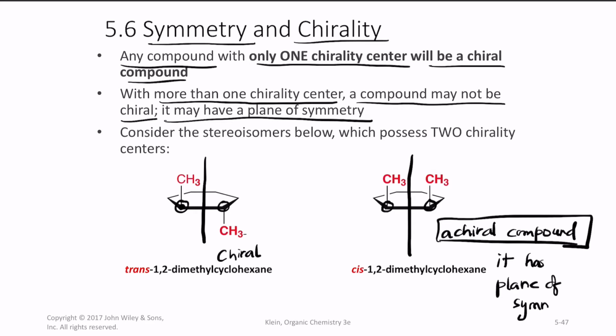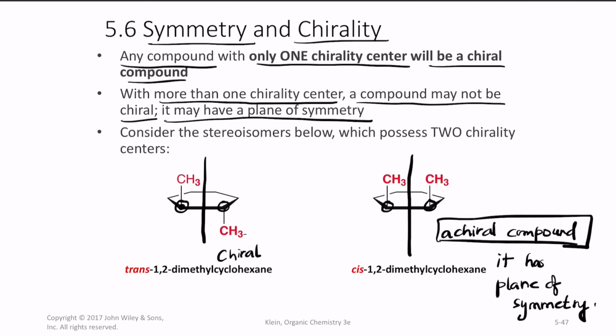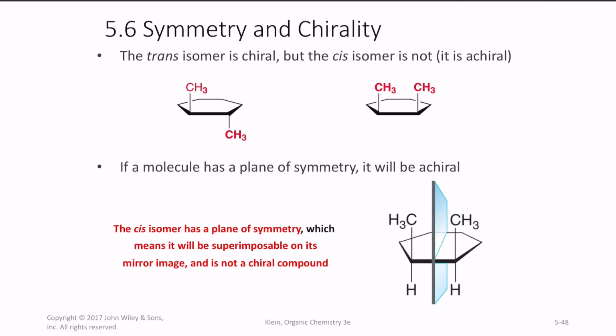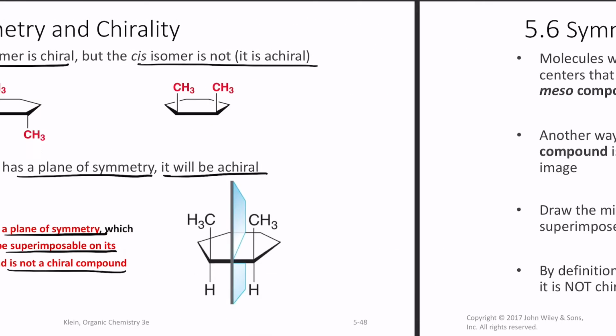A plane of symmetry can be defined as the plane that divides the molecule into two mirror images. When you keep it in the center, it creates a mirror image on the other side. So this is an example of a molecule that has chiral centers but can be achiral. The trans isomer here is chiral, but the cis isomer is achiral. If the molecule has a plane of symmetry, it will be achiral. The plane of symmetry basically means that it will be superimposable on the mirror image. Therefore, it is not a chiral compound.